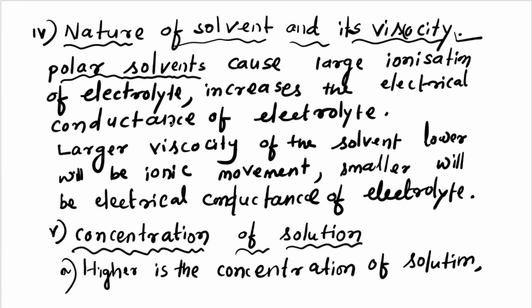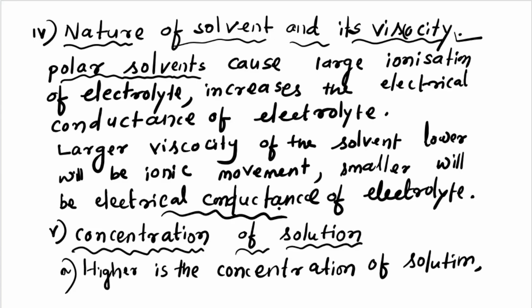And if the viscosity is larger, that means the fluidity is less. With large viscosity in the solvent, what happens? Ionic movement is very low, so the electrical conductance will be smaller. That means if the solvent is a polar solvent, the electrolytic conductance is high. If the viscosity is more, the electrical conductance is very low. I think it is clear.